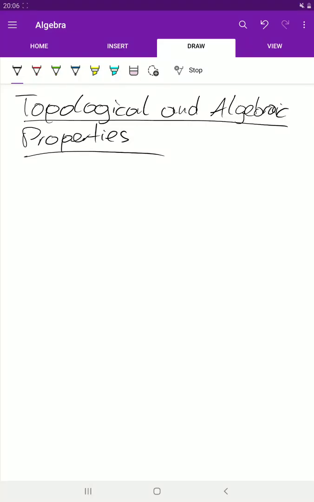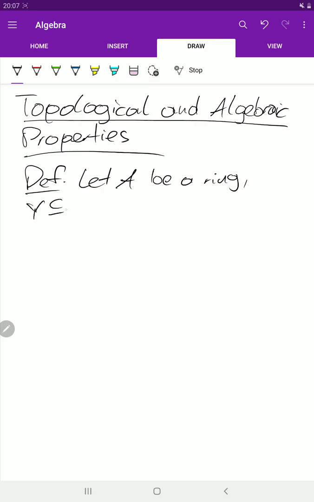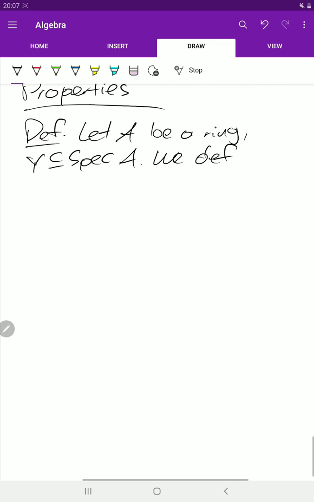Hi, today we're going to deal with topological and algebraic properties of the spectrum of a ring. So let's start with a definition. We let A be a ring, as usual commutative with 1, and Y be a subset of the spectrum of A, so that's a set of prime ideals as we have seen. And now we define this ideal of Y.